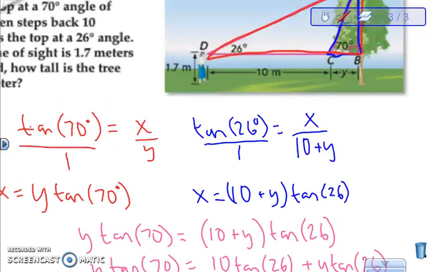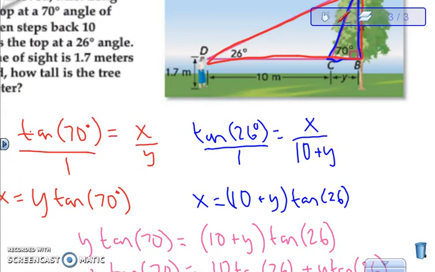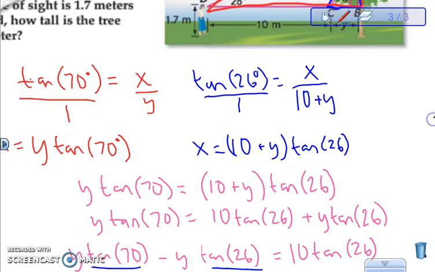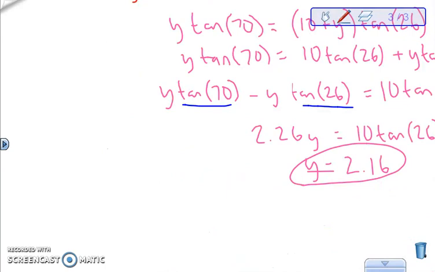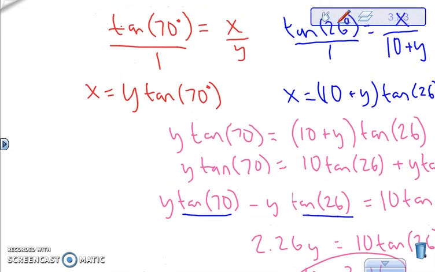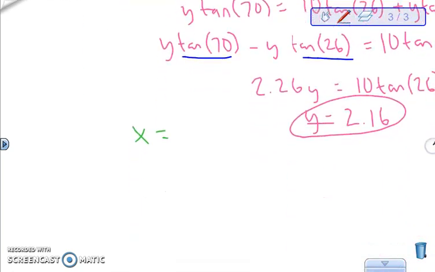So we go back and we say that the question wanted the height, which was x. So we go back to what we had before. x equals y times the tangent of 70. So that would be 2.16 times tangent 70. So if we just multiply that out, that's our answer.